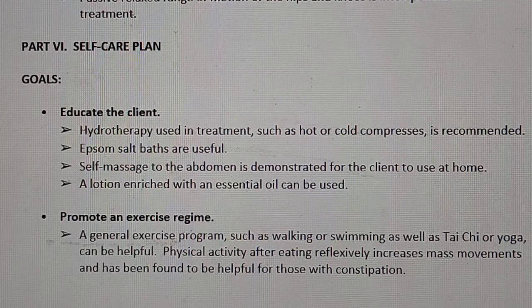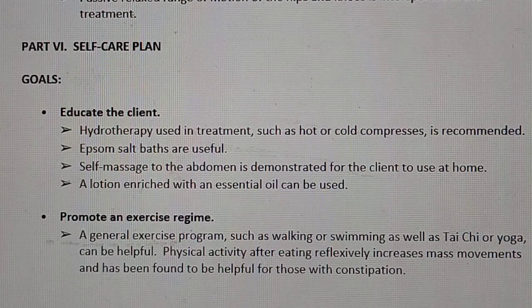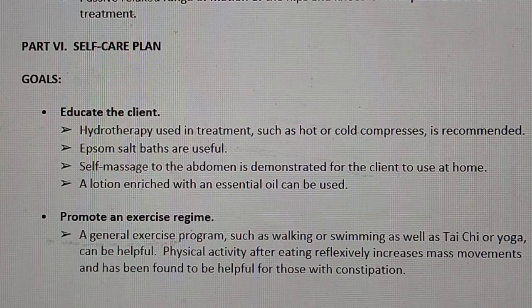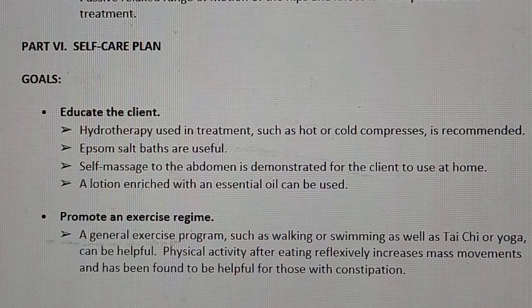And a lotion enriched with an essential oil can be used, if the client has no allergies to it. You can ask the client to use this lotion with essential oil, which can reduce constipation or relieve the client from the constipation problem.